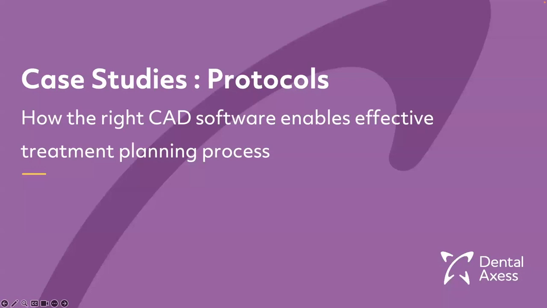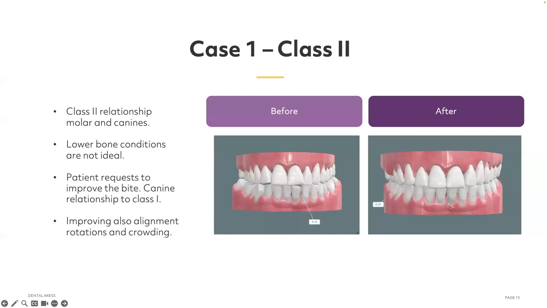Now we are going to see a few cases with the Vision software to review protocols. One is a complex case, and the other one is a more common case that we are going to take a look at. The first one is going to be the complex case. This one is a class 2 case with lower bone condition, not ideal, and we are going to improve the canine and molar relationship and also improve the alignment.